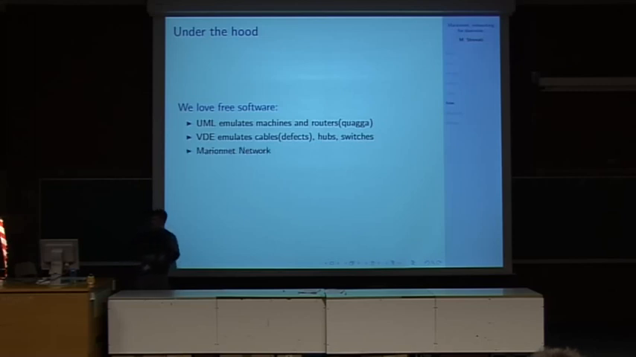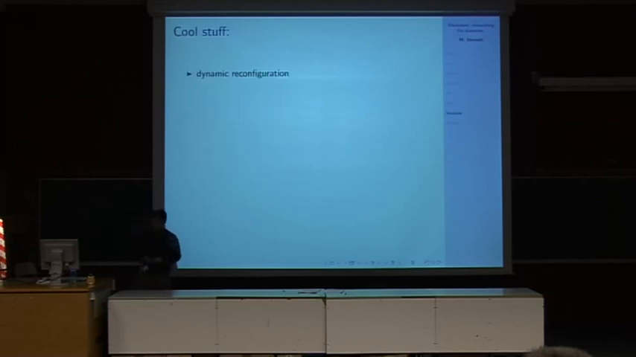And VDE allows us to emulate cables, hubs, and switches, and implements also all the defects that we saw, the anomalies. Then there are the Marionnet network parts, that is the core, and that manages all the processes that we saw. So it manages both machines and cables. And there is the GUI part that is written in GTK+ for the interface and in the dot language for the network sketch that we saw.